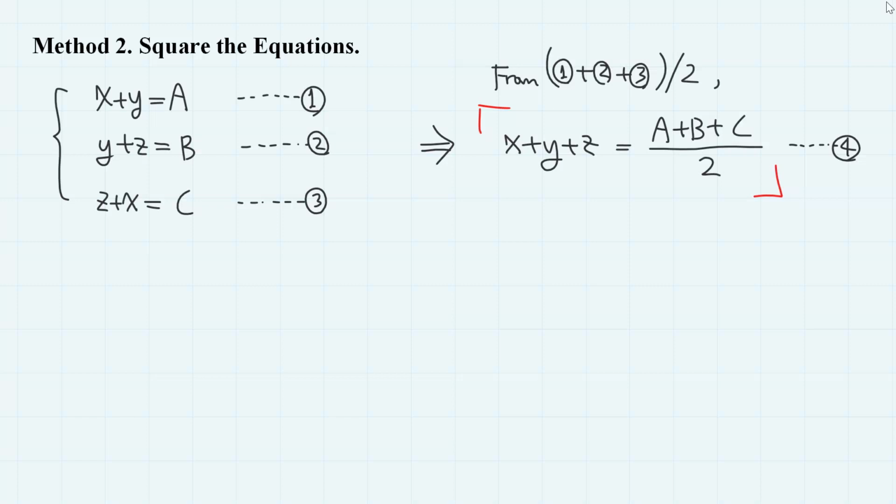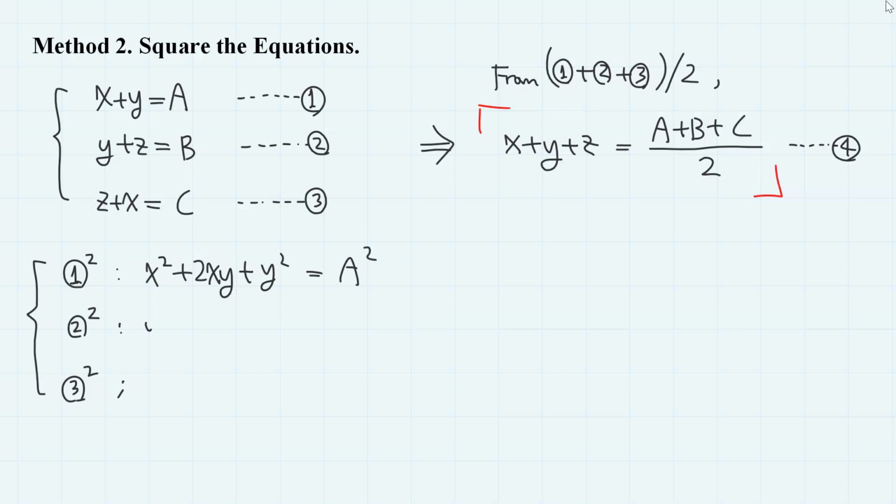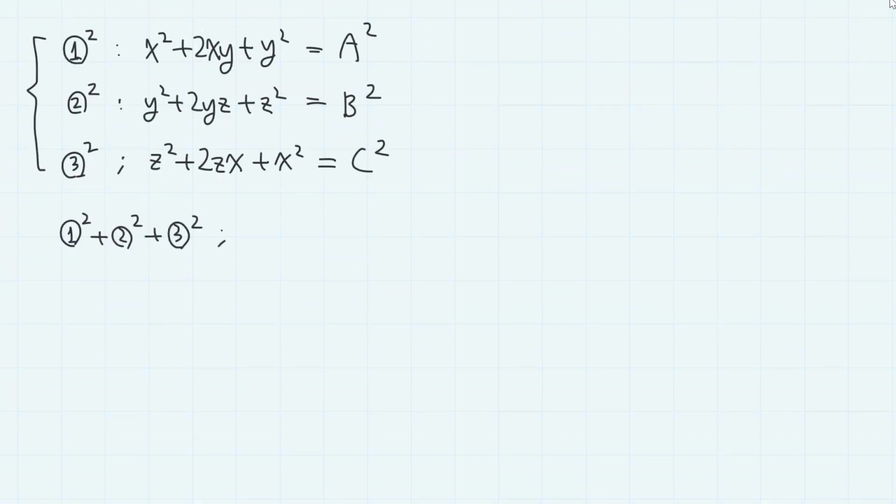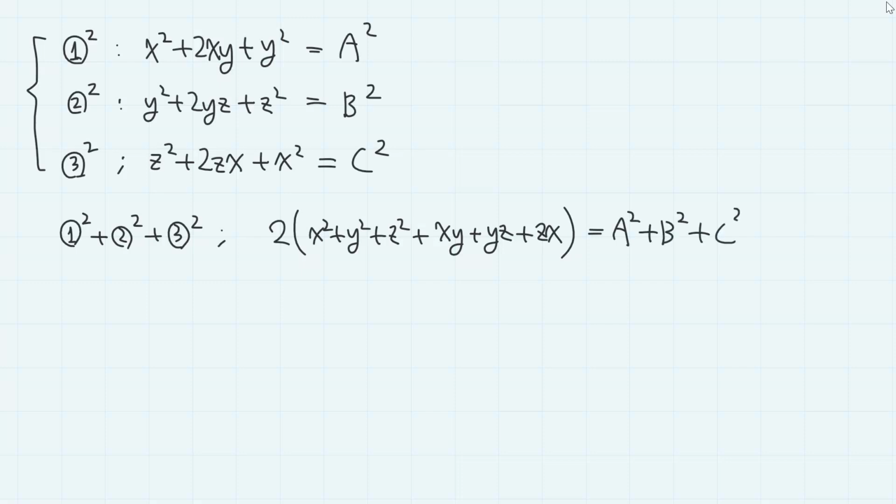Now, instead of solving for x, y, and z, we square each equation. Then we have x squared plus 2xy plus y squared equals a squared, y squared plus 2yz plus z squared equals b squared, and z squared plus 2zx plus x squared equals c squared. And by adding them up, we obtain 2 times (x squared plus y squared plus z squared plus xy plus yz plus zx) equals a squared plus b squared plus c squared.